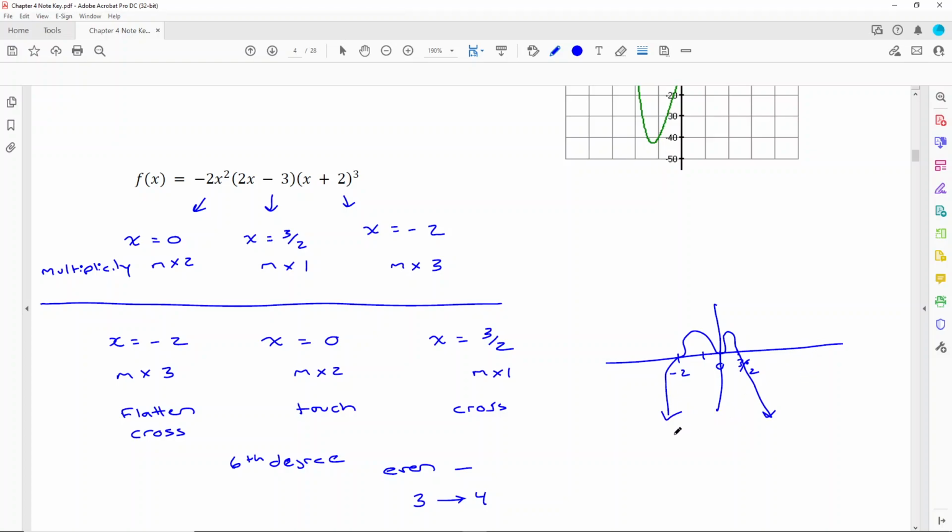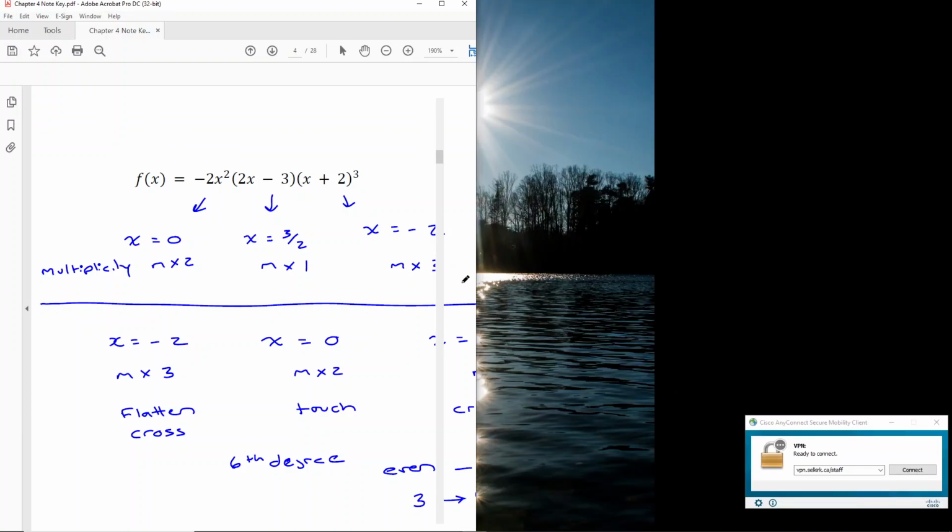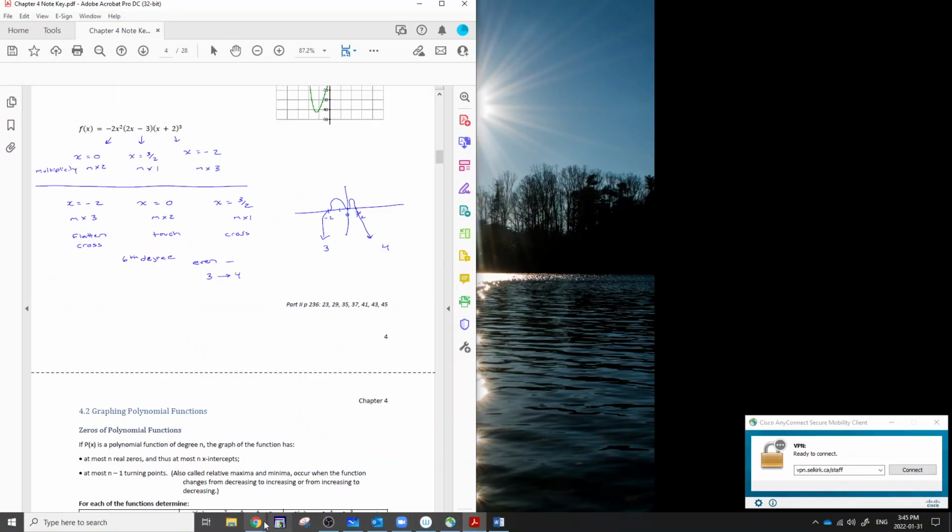But it's a sketch. It started in quadrant 3, and as long as I started in quadrant 3 and had the right multiplicities, the right behavior, look, I ended in quadrant 4. Sweet. I went through my x-intercepts, and it looks super funky, but it's all right. You could use Desmos to check to see if you did it correctly.